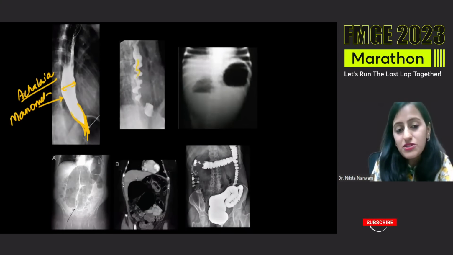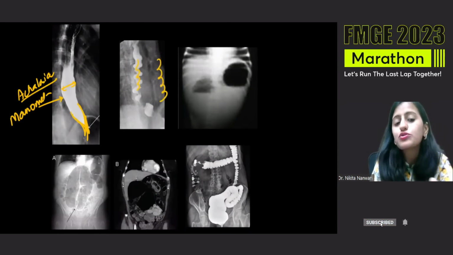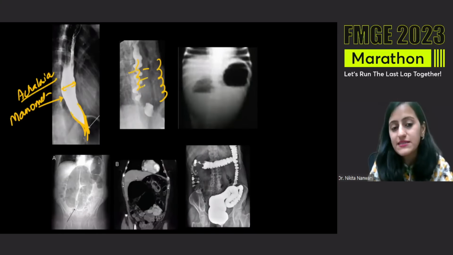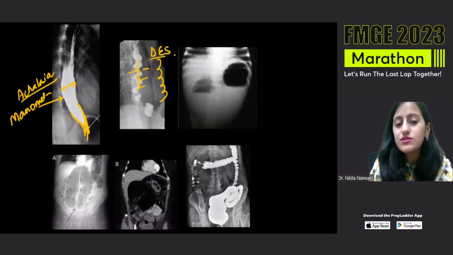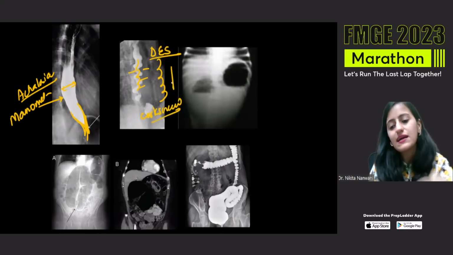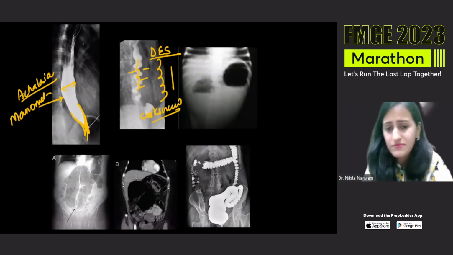What is the next image showing? That's the corkscrew esophagus, the multiple spasms in the esophagus that you can see. So this is diffuse esophageal spasm. That is the corkscrew esophagus, again asked many times.